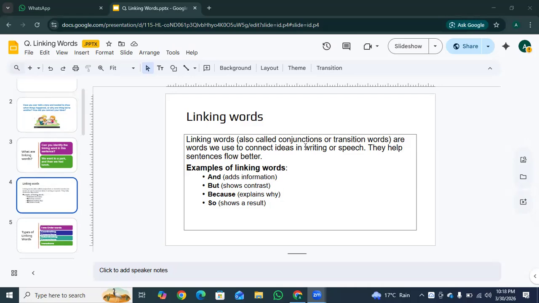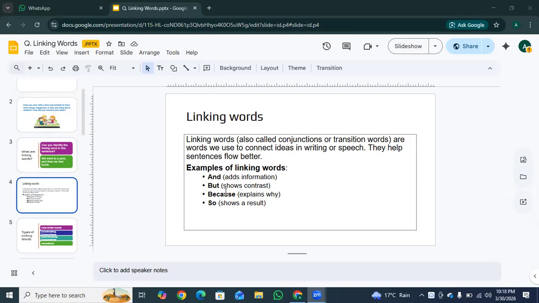And basically adds information. Use this when you want to add more to what you are already saying. It's like a plus sign, you can say. For example, I like apples and I like oranges, okay? But basically shows contrast. Use this when you want to show a change or something different. It's for opposite ideas, okay? For example, I want to go outside but it is raining, okay?